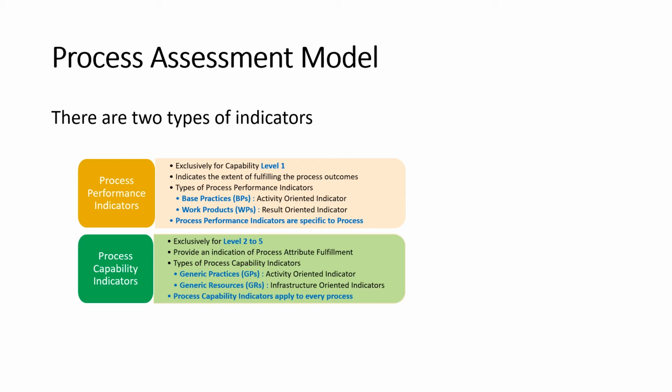Process capability indicators are for level 2 to level 5. They provide an indication of process attribute fulfillment. They implement the indicators of generic practices and generic resources. So altogether we get an evaluation from level 2 to level 5. Process capability indicators apply to every process.